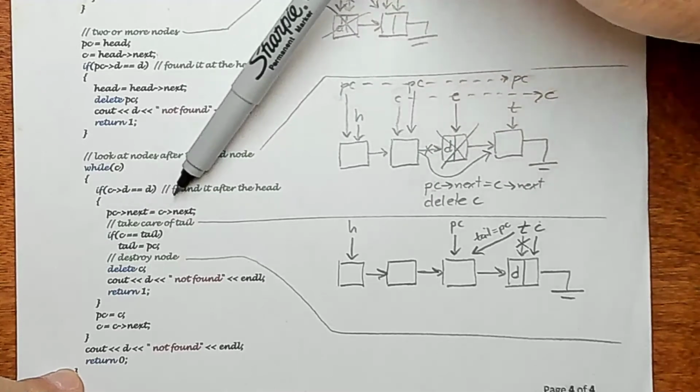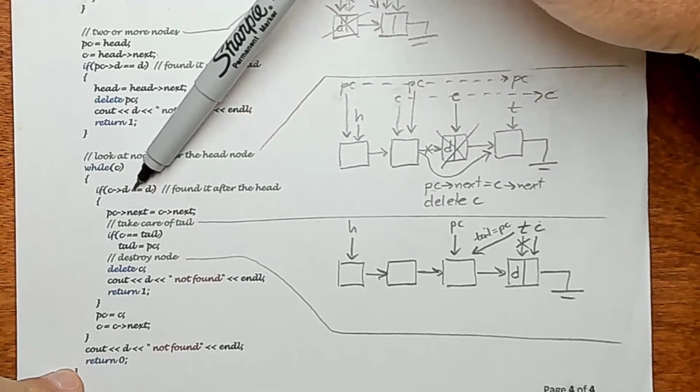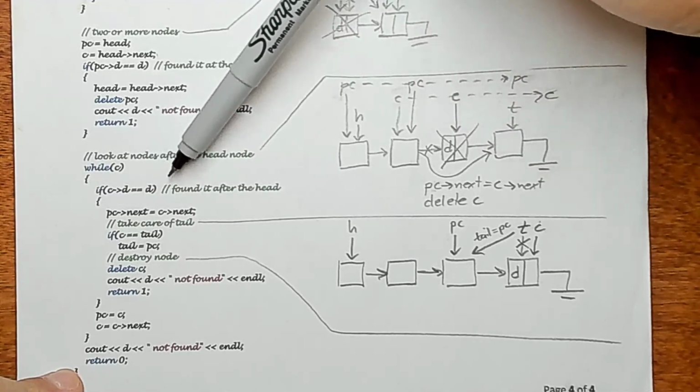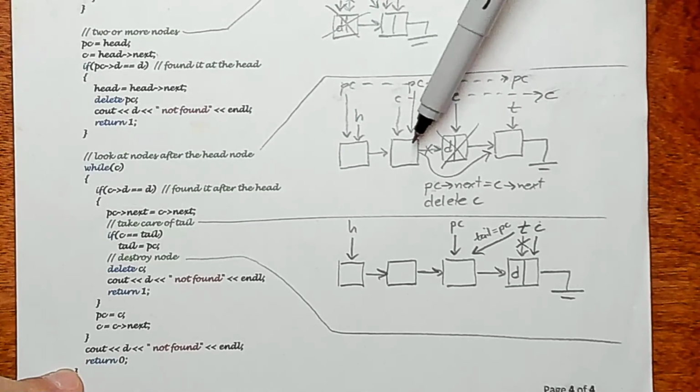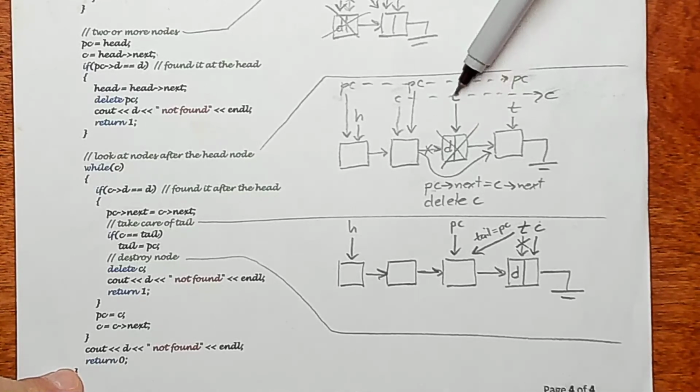if stuff will be true, right? When C's data is equal to the data you seek, right? In other words, when the C pointer finds the node you're interested in, then you got to do a couple of things. Basically, you got to cut out the node that contains the data that you found, right?